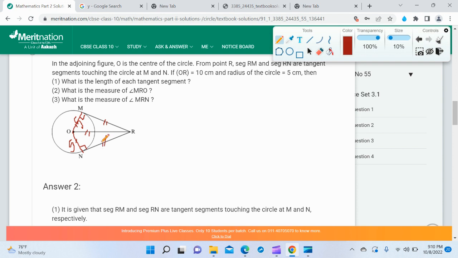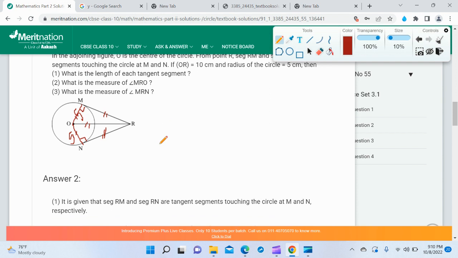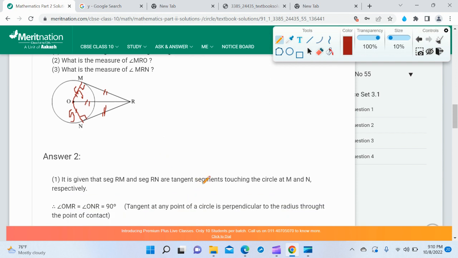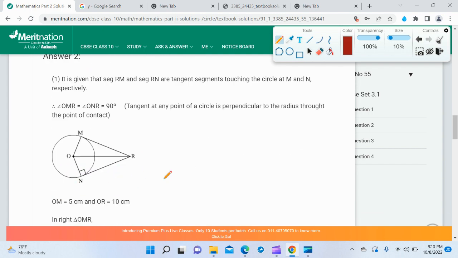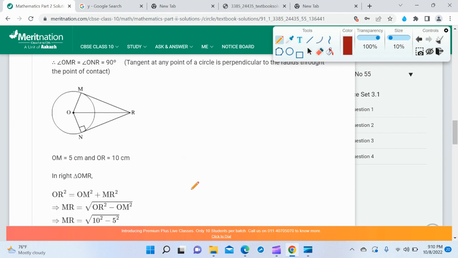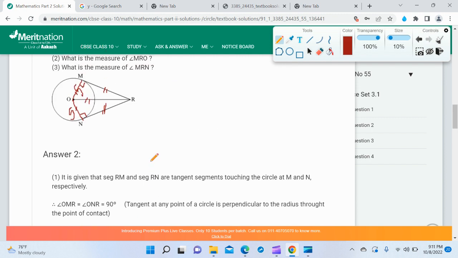Okay, let's focus on the question. What are the things it is asking? What is the length of each segment? So basically we want to know segments RM and RN. Whatever it is saying here, we have already covered. Now, it is a right angle triangle, so both are right angle triangles, and from the Pythagoras theorem we know the length of this, we know the length of this, so we can calculate the length of this.